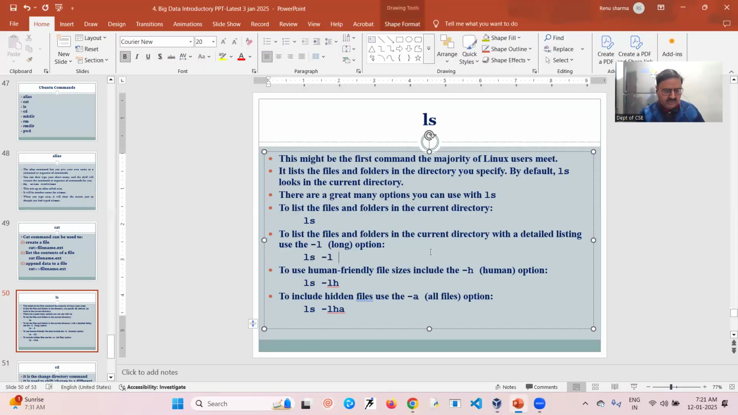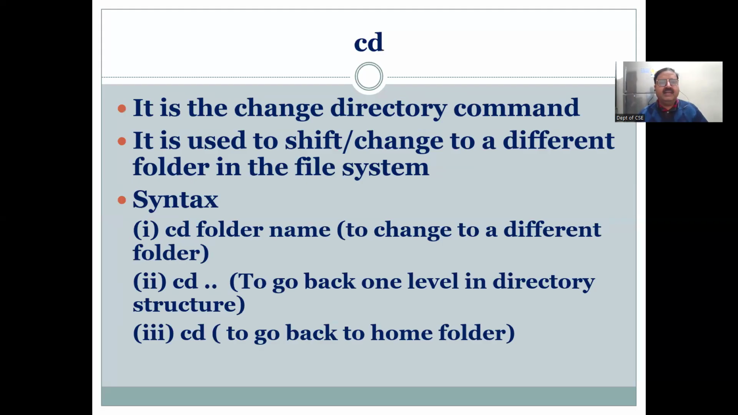So let's now move to the next slide here. Next is the cd command or the change directory command. Now this is used to change your working directory from one directory to another. You can use the cd command in different ways. You can just write cd followed by the folder name. So it will change you to this folder, and cd space dot dot would take you one level up in the directory structure.